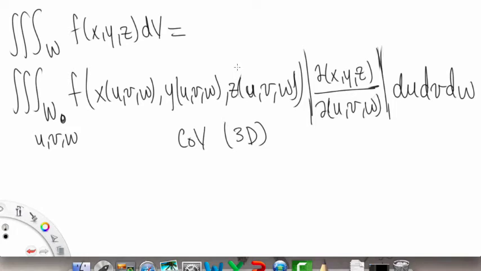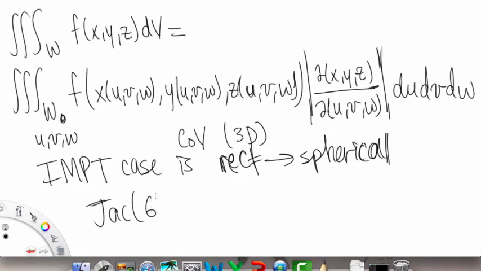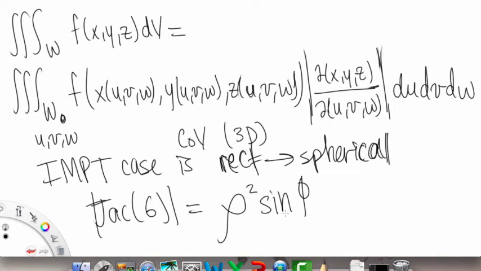And one important case, like I was going to say, is from rectangular to spherical, because this will pretty much pop up everywhere you see a triple integral, at least in the future of this class. So in this case, the Jacobian is the following. The Jacobian of the three-dimensional case is rho squared sine phi.